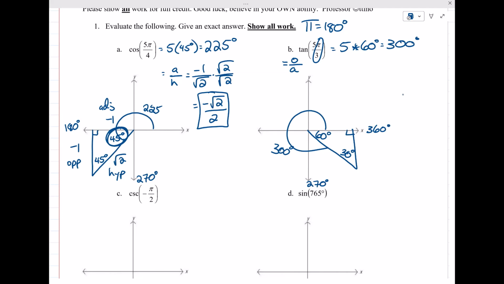And then what we do is we label the sides of the triangle like we talked about. This would be 1, 2, and root 3. Anytime you go left or down, that side's negative. So we have our reference triangle. This would be the hypotenuse side. This is the opposite. This is the adjacent. So tangent would be opposite over adjacent, or just negative root 3.